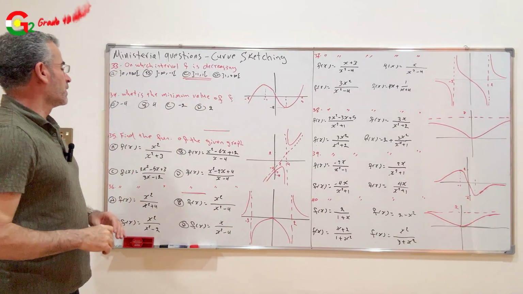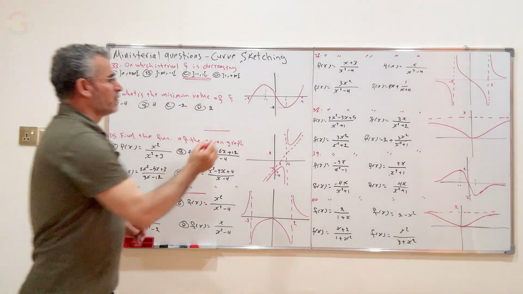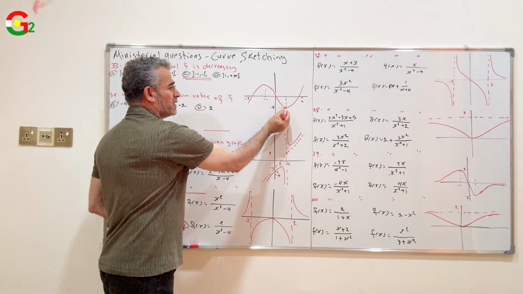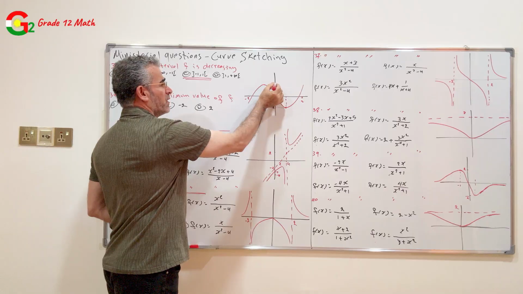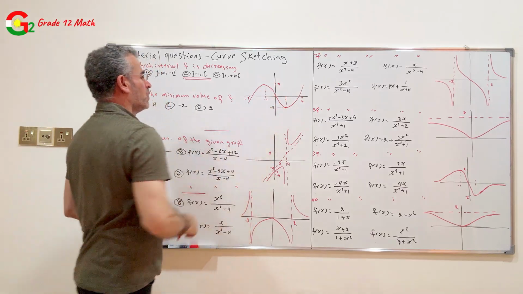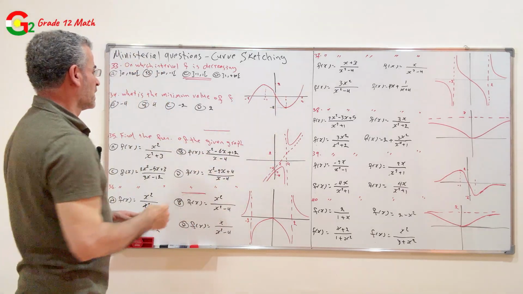What is the minimum value of f? The minimum value of f is here when x equal to negative 2, and the maximum value of f is here when x equal to 2. Therefore, the right choice is negative 2.